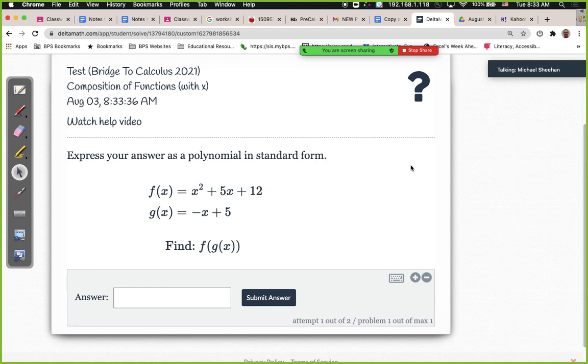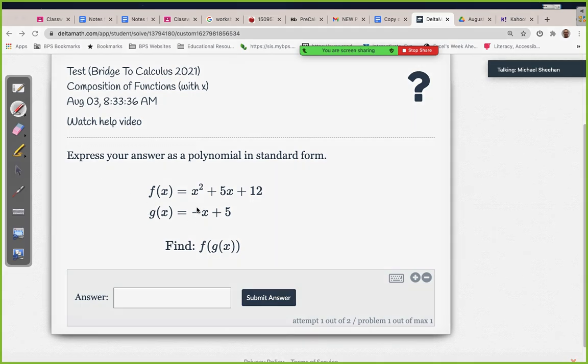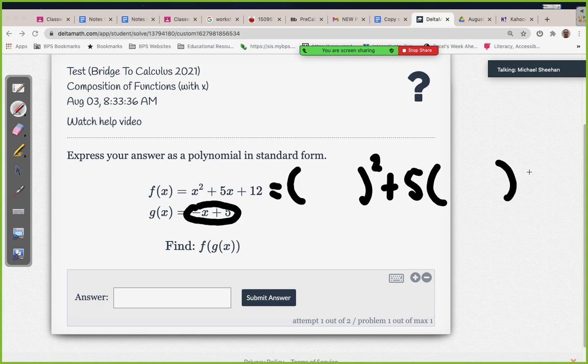This one was the tougher of the two options I could have given you. We're putting G into F. So what I'm doing is I'm taking x plus 5 and I'm putting it into F every time I see an x. All right, so G is going into F. So negative x plus 5, negative x plus 5.